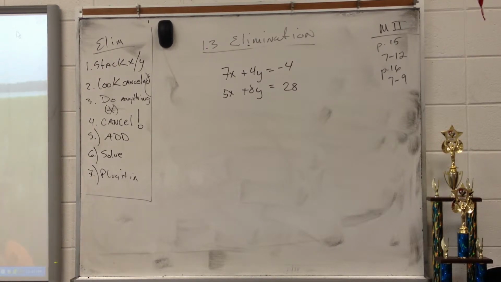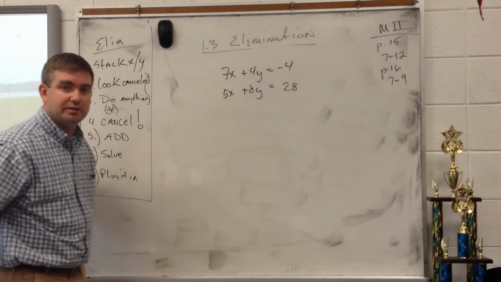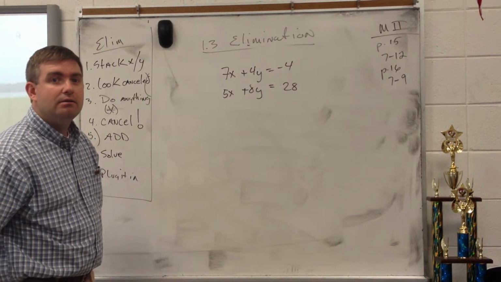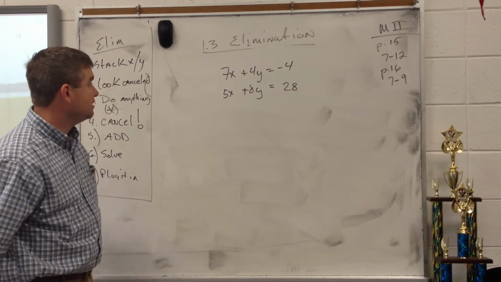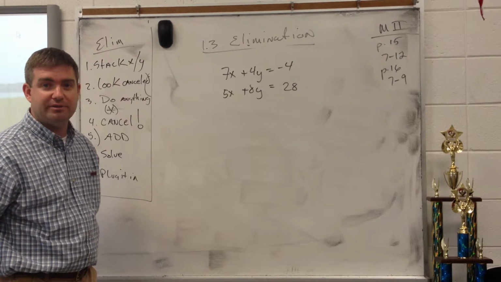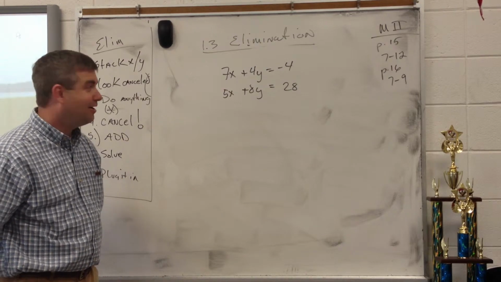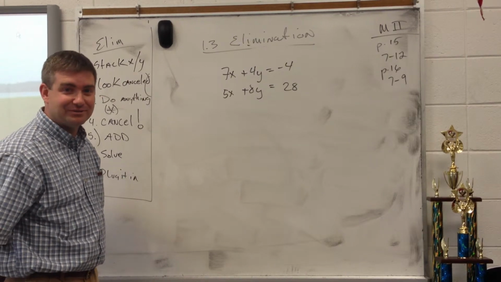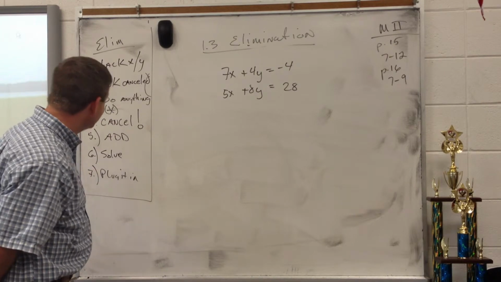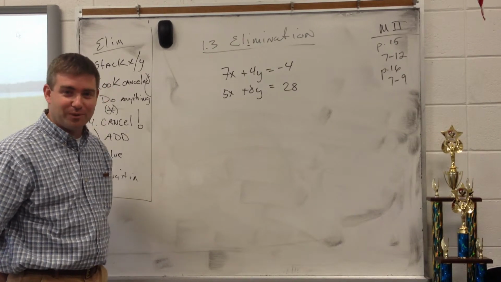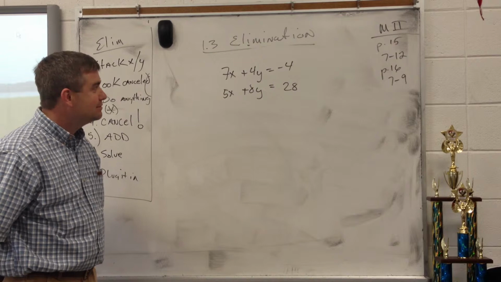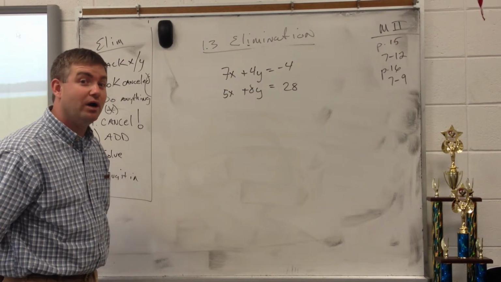All right, here we go. George Hill, tell me what my first step is going to be. Stack it. All right, good. We stack it: x and x, y and y, number. Step 2. Cancel it. All right, we can't cancel yet. Nothing cancels. So we look to see what we can do. All right, so what are we going to do? Times the top equation by what?